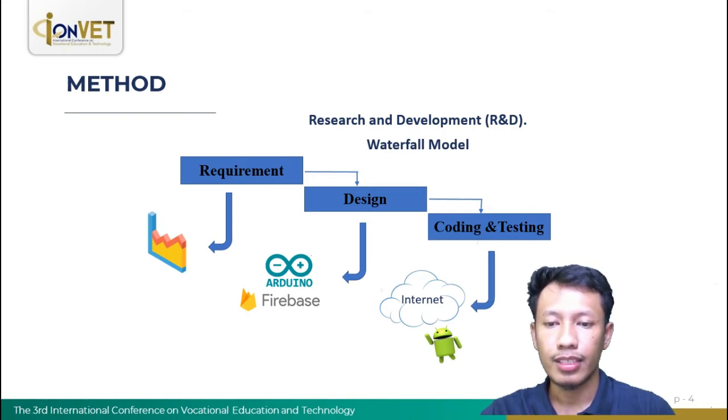The second is design. This part explains the steps to produce the specification needed for this lesson method, in the form of software and hardware based on IoT. And the last, third, is coding and testing. The final step is to practice with the software and hardware that have been made.